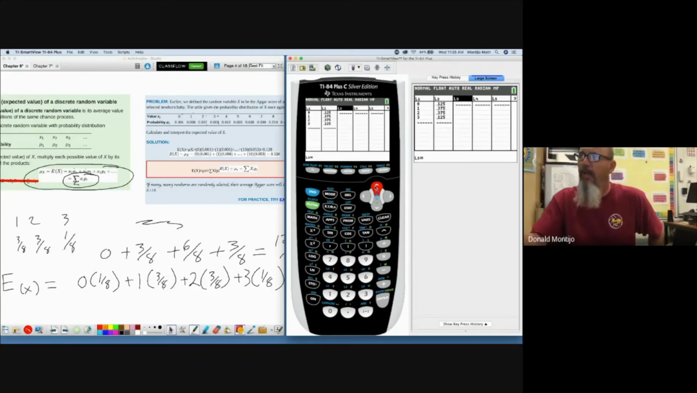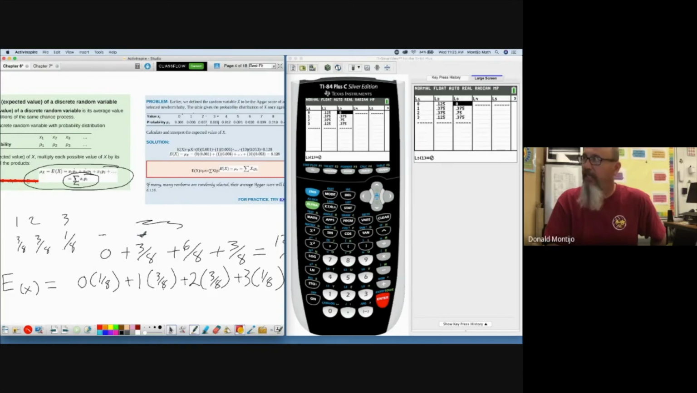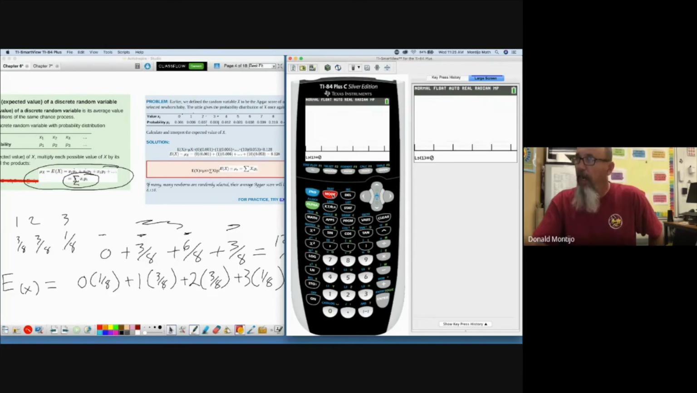I'm going to put in the formula. So what do I want the calculator to do for me? I want L1, which is second 1, times L2, which is second 2. That's going to give me all of these answers: 0, 0, 3/8, 6/8, 3/8. Well, I'd kind of like the calculator to do the rest of the work for me. I'd like it to add it all together for me. So if I go back to my main screen and quit out of my list, so I went second quit to get out of the list, I'm going to have the calculator add up list 3 for me.